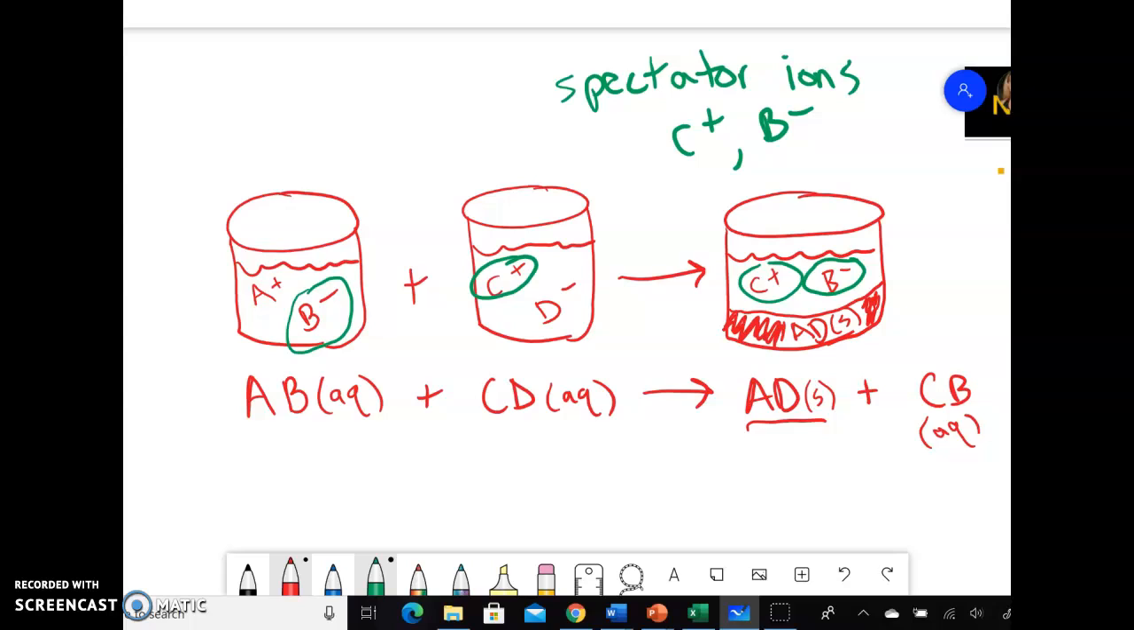So our spectator ions for this reaction are C positive and B minus. Notice that I have the charges on them. If I'm asking you for the ions, you have to put those charges because really that's what they are in the solution. If you write it together, like down here where we have CB written together as AQ, you don't have to write the charges because they cancel each other out. But if you're listing them as separate things, then you need to go ahead and have the charges on them. And so what we can do now is take them out of the reaction.